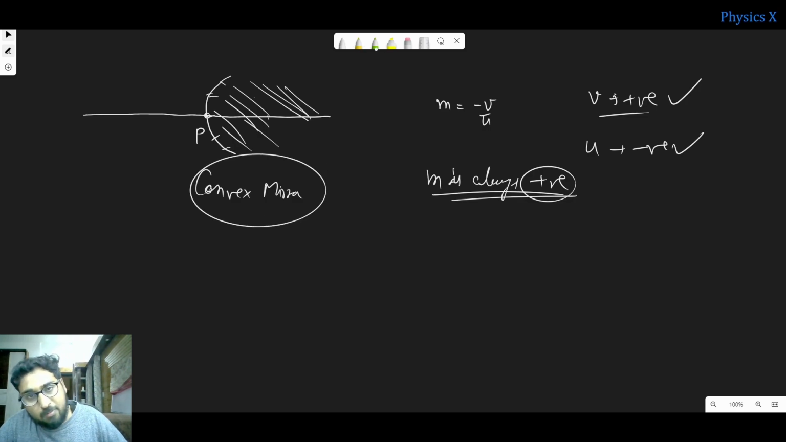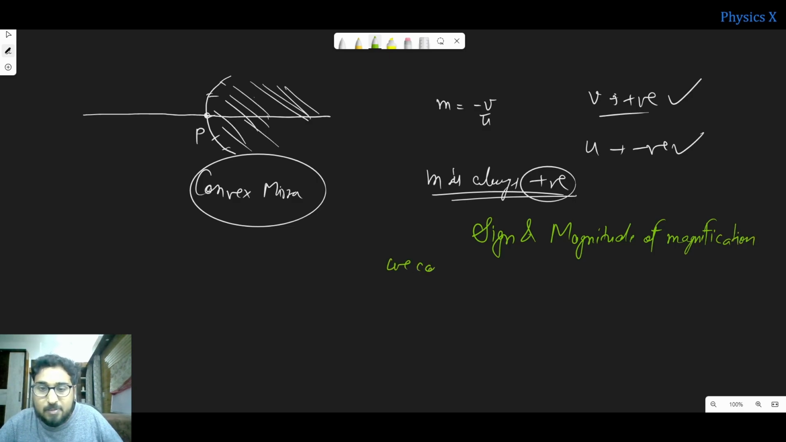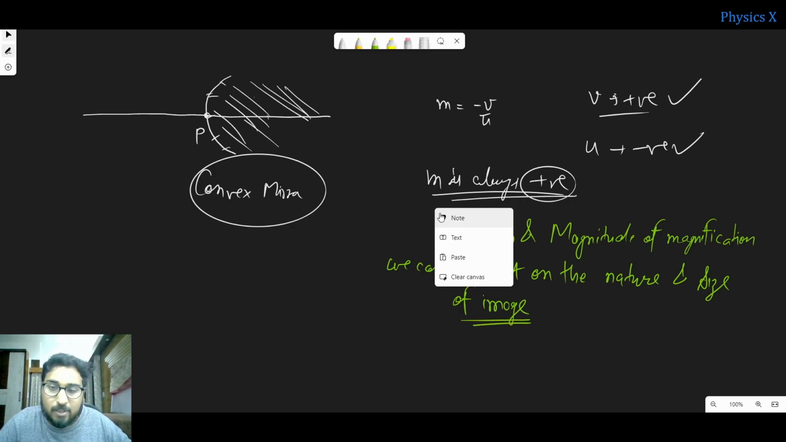So what I am trying to tell you is that by the sign and magnitude of magnification, we can comment on the nature and size of the image. Okay, so in the last I will draw a table also.